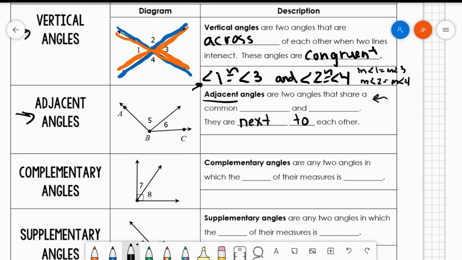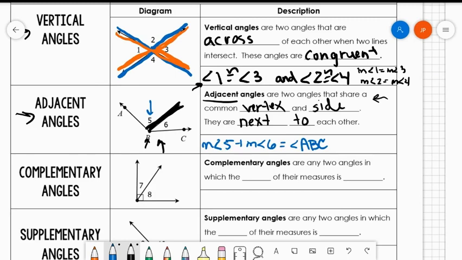Adjacent angles are two angles that share a common vertex. Remember that word. And they also share a common side. So in this set right here, the side that they share is this, the vertex being B. The reason that helps us, as we'll see in some of the problems we do, is I can say, for example, that the measure of angle 5, right there, plus the measure of angle 6 is equal to that whole angle, angle ABC. And again, like the vertical angles, we'll see how that helps us in problems.